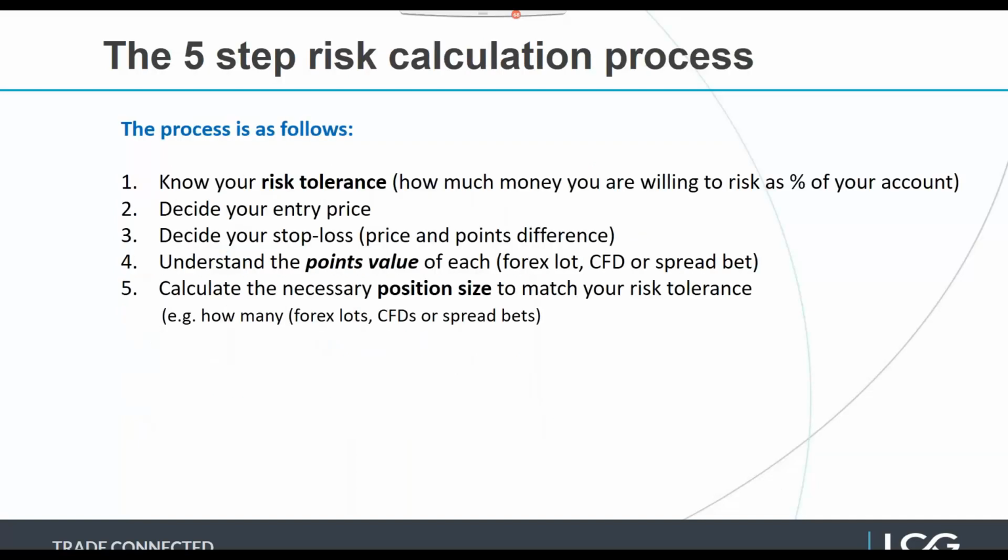So this is that 5-step risk calculation process for determining how much to risk on a trade. Know your risk tolerance, how much you're willing to risk as a percentage of your account. We've just said about 2%. Decide your entry price, decide your stop loss. However you do it in your system, that needs to be the points difference, the number of pips difference between your entry and where you'd cut out of the market at a loss. Or if you base it on price, then you need to know that points difference again.